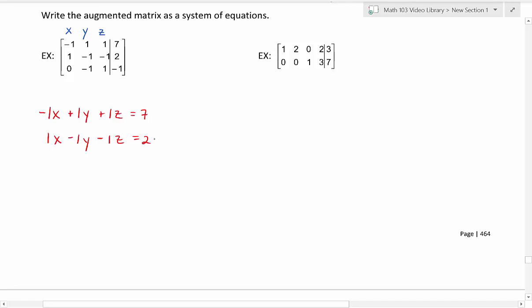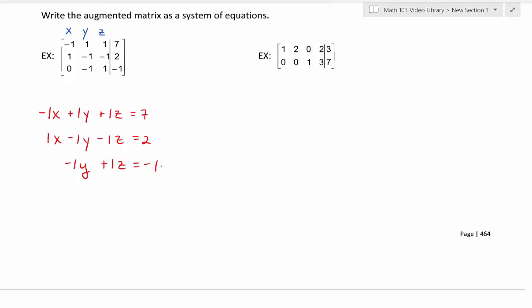In our third row, we see that we do not have an x term, right? 0x, so we don't need to list it. I mean, if you really wanted to, I guess you could, but later it's going to be more confusing to have it than not. So we have no x term. That's negative 1y plus 1z equals negative 1. And that's our system of equations.